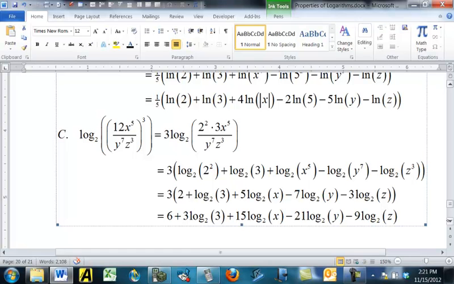But log base 2 of x to the 5th, the 2 and the x are not the same base, so the only thing we can do there is bring the 5 out front, where it becomes multiplication. The same way for y to the 7th, z cubed. And I went ahead and distributed the 3 in this case, and got the final answer. I decided not to distribute the 1/2 and the 1/5 in the last case. Could be done either way.